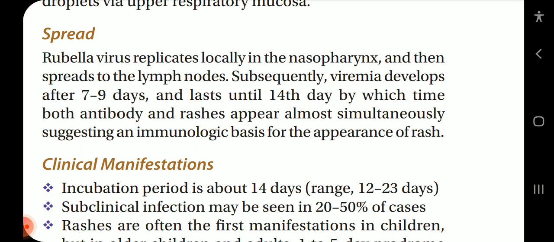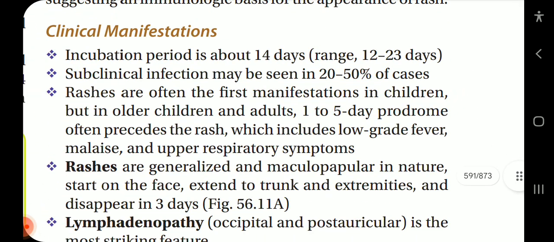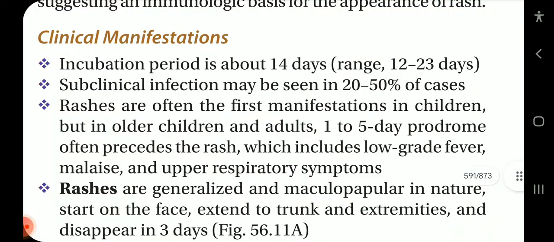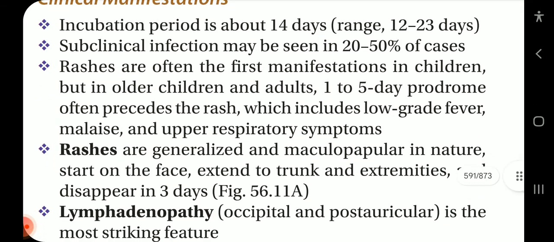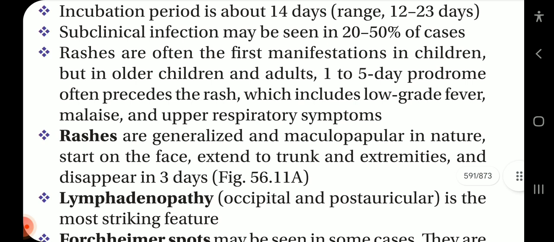Subsequently, viremia develops after 7 to 9 days and lasts until the 14th day, by which time both antibody and rashes appear almost simultaneously, suggesting an immunologic basis for the appearance of rash. Clinical manifestations: incubation period is about 14 days, range from 12 to 23 days. Subclinical infection may be seen in 20 to 50% of the cases.